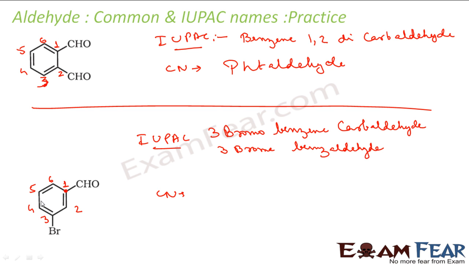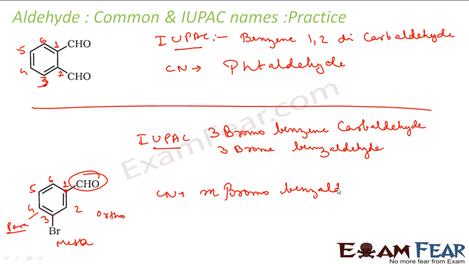So for the common name, if you see, this is at the meta position, right? This is ortho. This is meta position. This is para position, if you consider this as the base. It's ortho, meta, and para. So at meta, I have a bromine. So it will be meta-bromobenzaldehyde. This will be the common name because the whole thing is benzaldehyde, the common name.